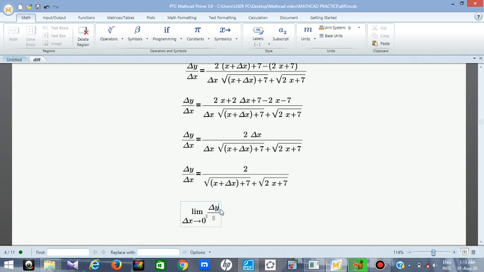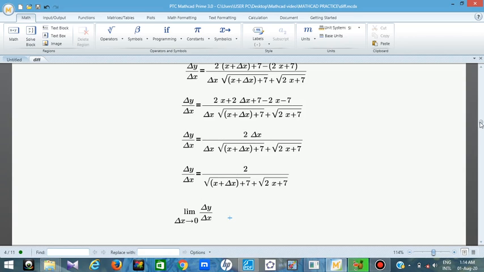Let me adjust this place. Okay, then this is delta x. So the limit of this value we have here, so this limit of delta y over delta x, when delta x approaches 0, that means when delta x is 0, you are going to put 0 here. When you put 0 in this place, you are going to have x plus 7.